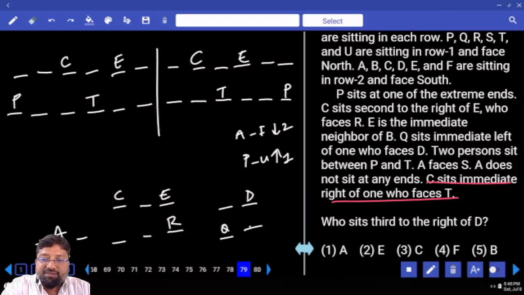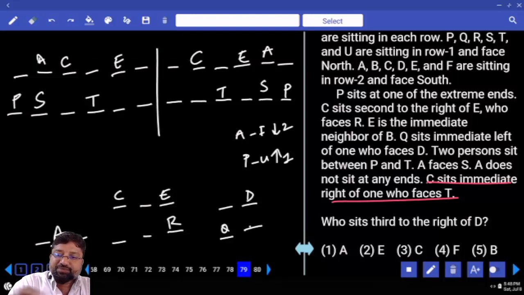A faces S and A is not sitting at any extreme ends. So 100% guarantee this is A, this is S. This has to be A and this should be S. Okay? D and Q, place them.